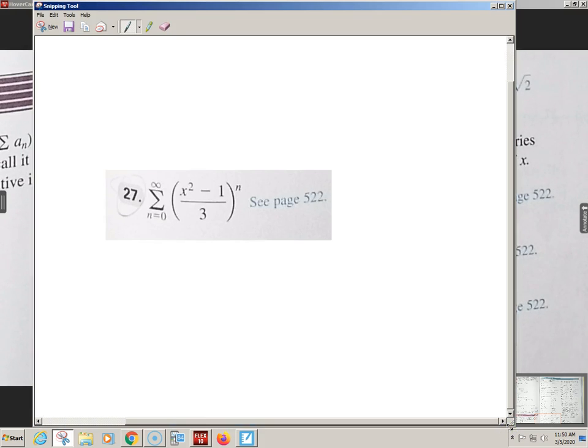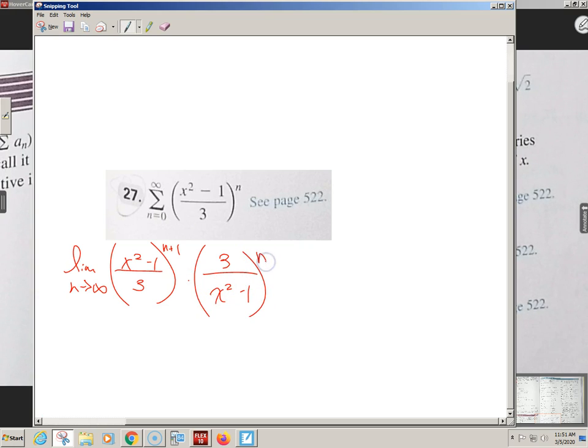Limit as n goes to infinity. A little bit messy unless you remember the property of exponents. Any fraction raised to a power is the same thing as the numerator being raised to that power and the denominator being raised to that power.